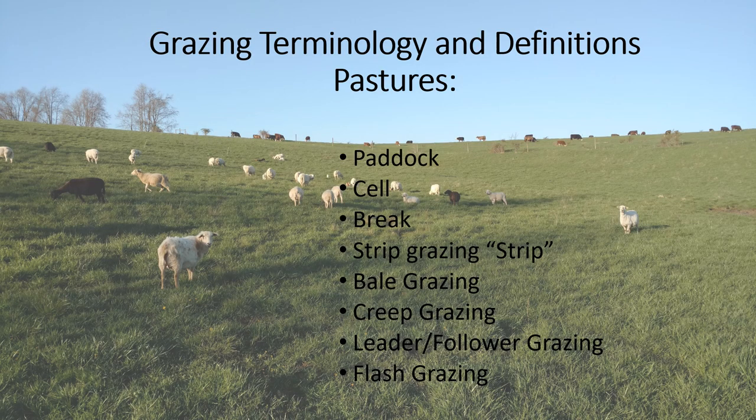Next, we're going to talk a minute about pastures and the different terminology we use for pastures. So a paddock goes under many different definitions, I think, as we talk about grazing. But to me, a paddock is the interiorly fenced areas in our larger pasture area. So at home, we have 14 paddocks. Then we can infinitely break those paddocks up into smaller areas that we should probably call cells. I usually call them breaks. But a paddock to me is an internally fenced area inside our larger pasture area.